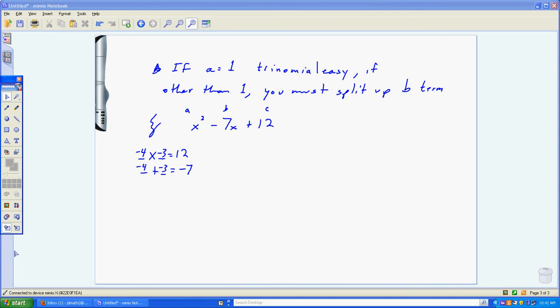Now, because I recognize it's a trinomial easy, I can take the shortcut and just place those terms in the brackets. You don't have to. You can split up the middle term and factor it by grouping, the whole works. But I'm just going to do it like this this time. I'm going to set up the two factors. I know we're talking about x's in this one. And I'm going to put in my splitter terms, negative 4 and negative 3. I know for a fact that's my answer. So I put in the negative 4 and the negative 3 from here. For a trinomial easy, you're done. It's finished like that.